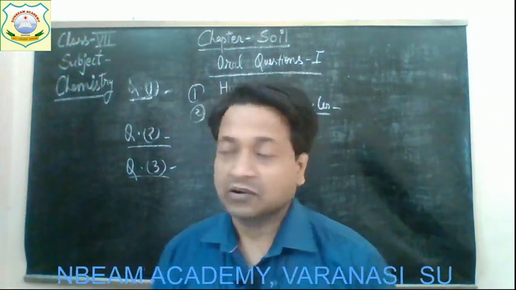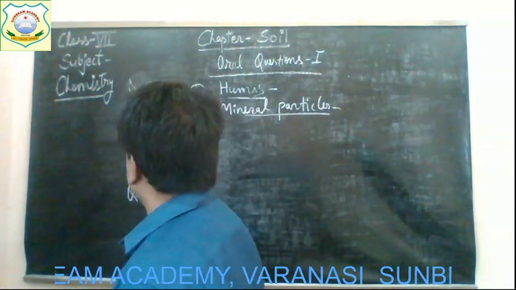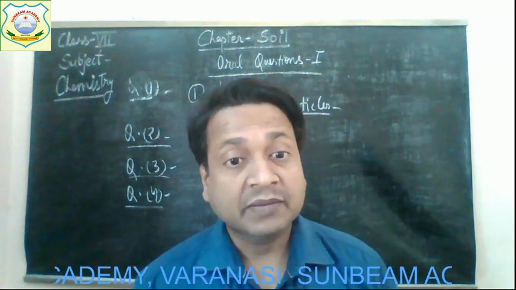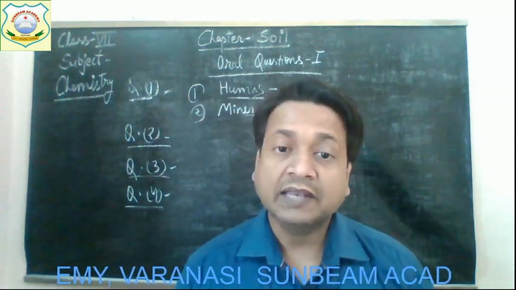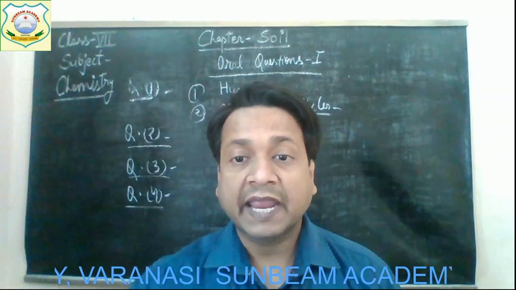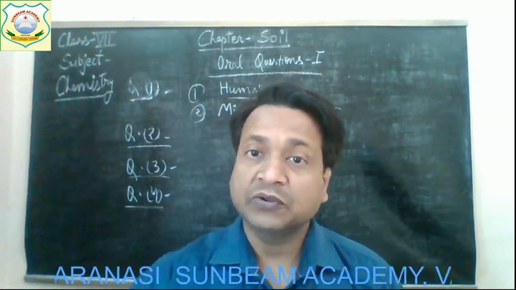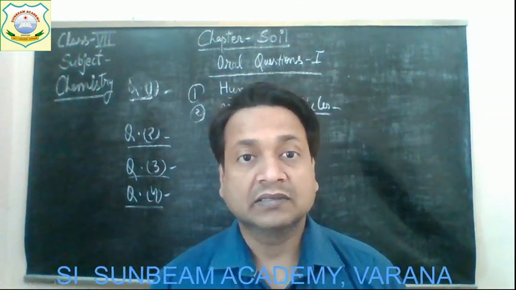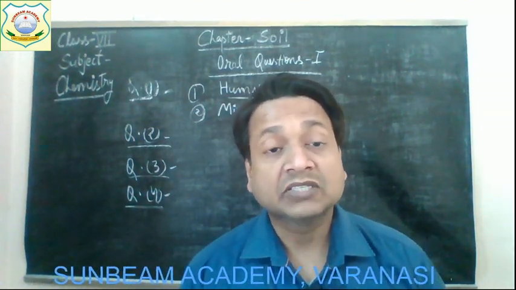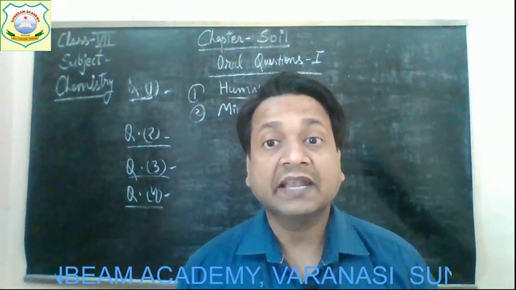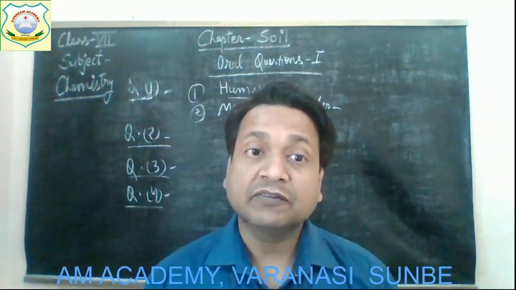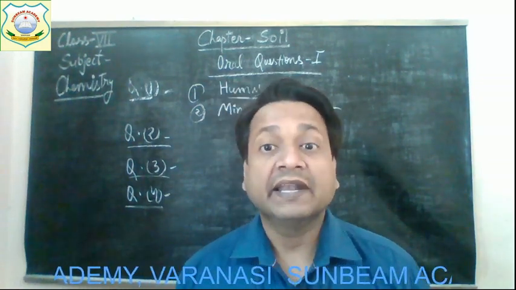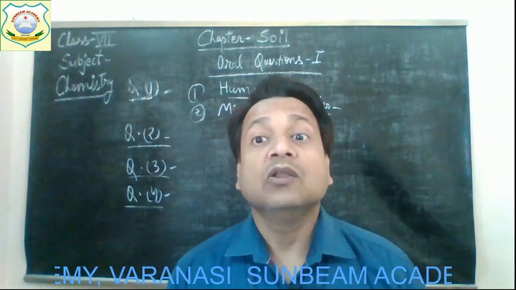Okay, now the question number 4. And the question is: farmers generally like the soil to be a mixture of sand, silt, clay, and humus. Why? And what is such soil called? So, children, the soil that is a mixture of silt, sand, clay, and humus is preferred by the farmers because it is good for the growth of plants. And this type of soil is called loamy soil.